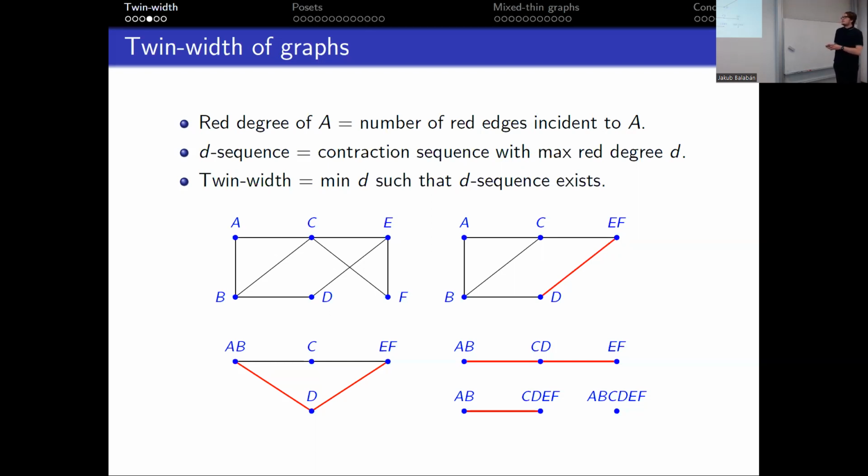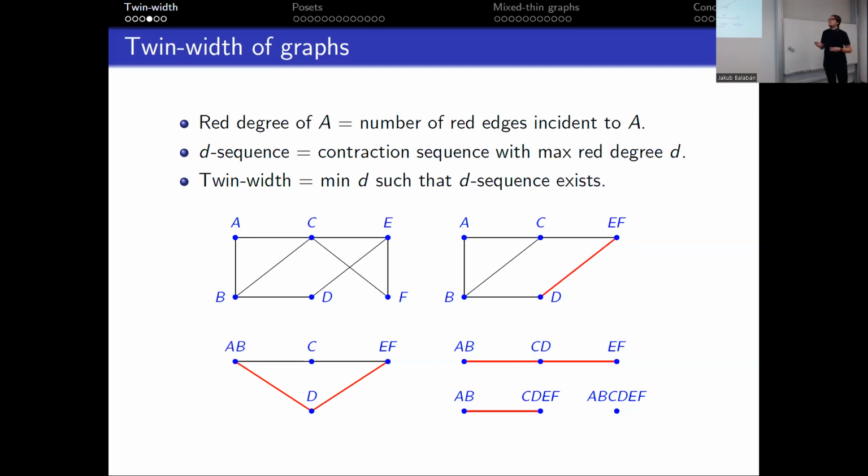So in this contraction sequence, the maximum red degree is 2, because here and here these vertices have red degree 2. Red degree is just the number of red edges incident to the vertex. So this means that this contraction sequence has red value 2, or here I call it a D sequence. So this is a 2-sequence because the maximum red degree is 2.